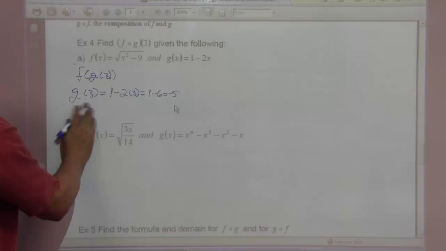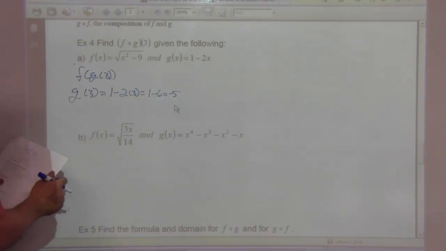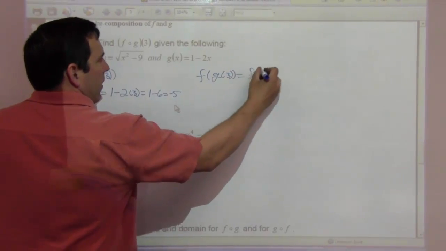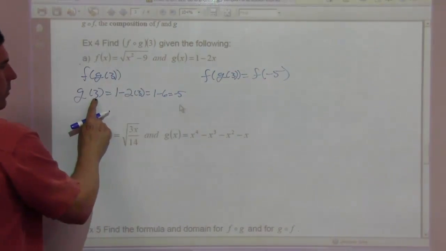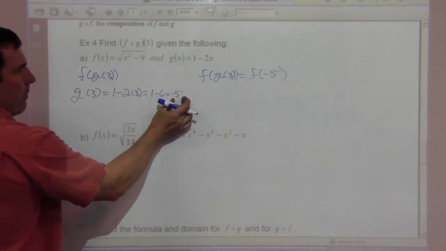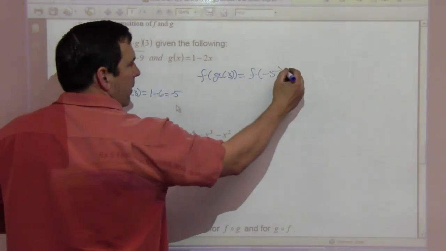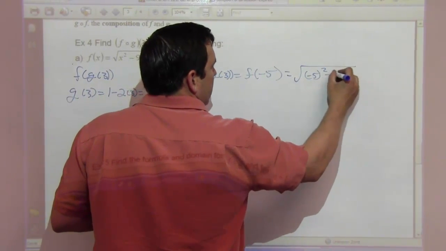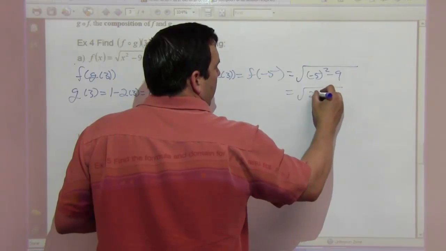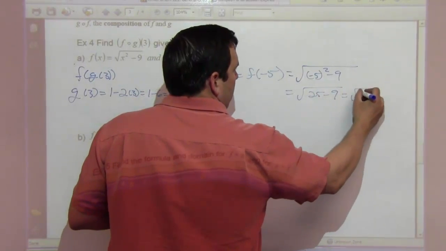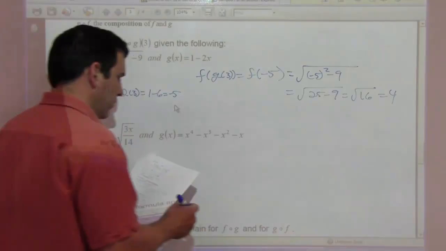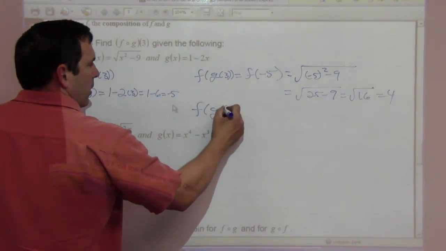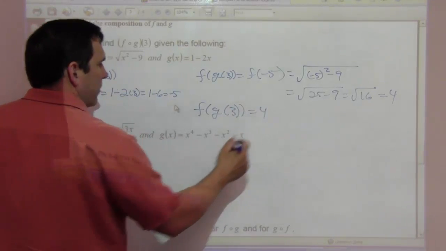F of 3, well, no. So f of g of 3 is f of negative 5. Because g of 3 is negative 5, that negative 5 goes in place of the g of 3. So we have the square root of negative 5 squared minus 9. It's 25 minus 9. That square root is 16, which is 4. So f of g of 3 equals 4.